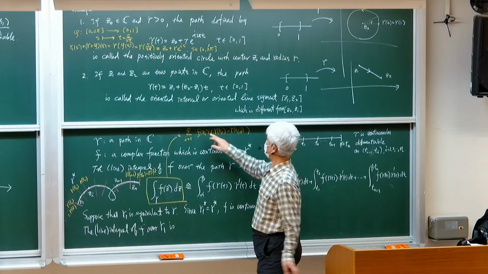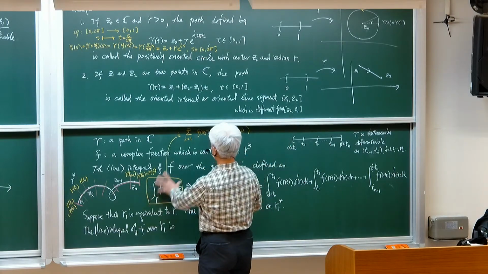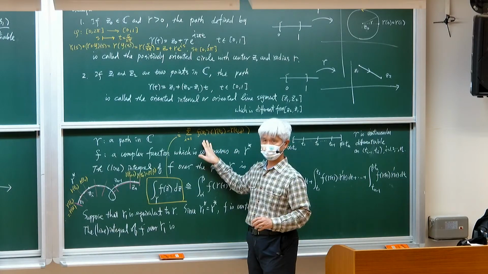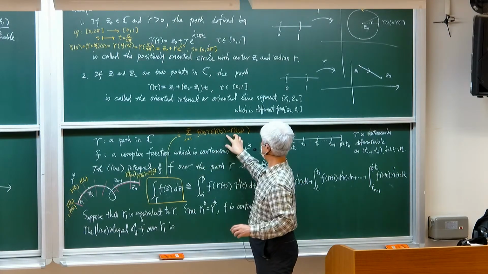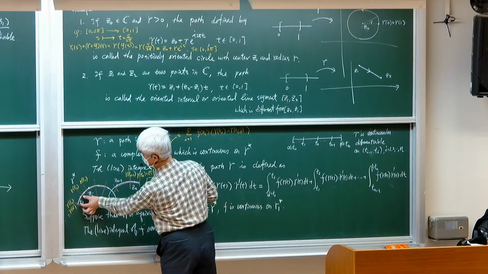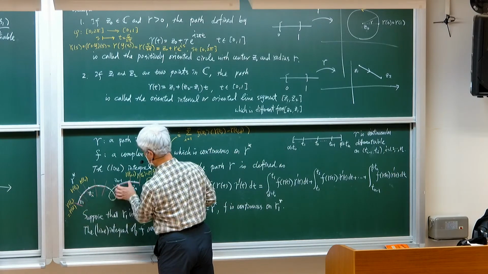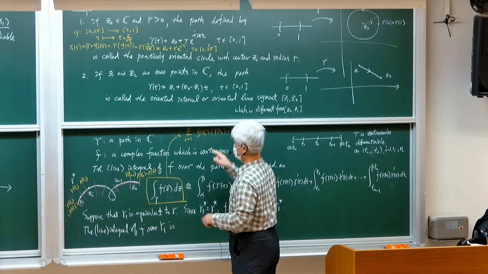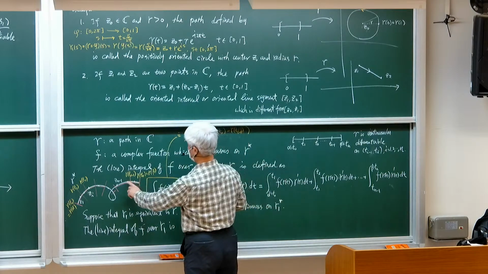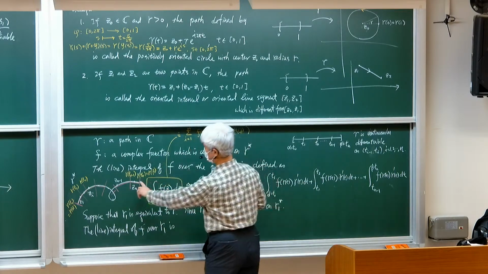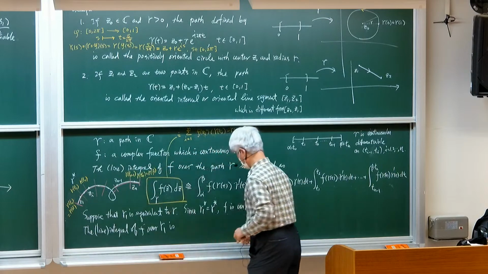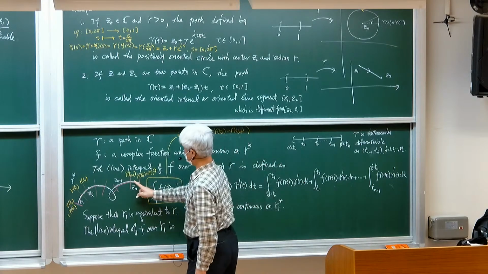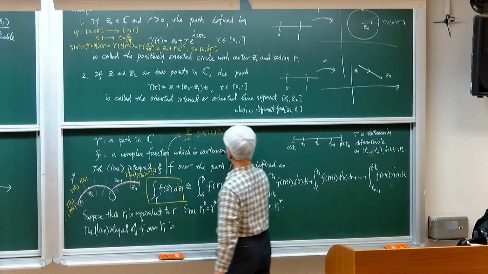So this integral is the limit of this partial sum. You have a line segment here, and you pick a point z sub i in the arc between them. So the z sub i is in this arc.